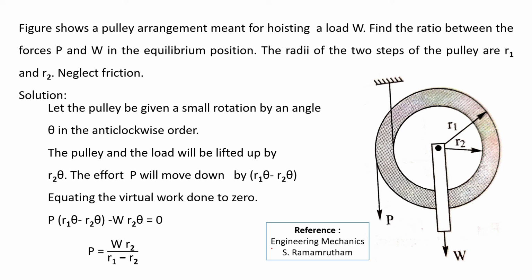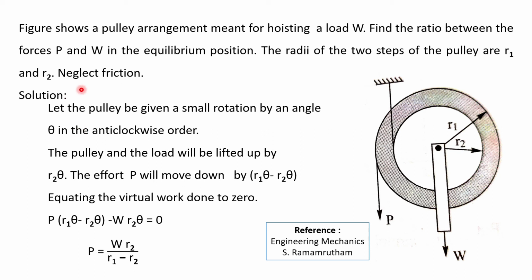Let us see another problem, dear student. Here a pulley arrangement is given, right? A two-step pulley is given, and in this pulley, a weight is given. So the pulley arrangement is meant for hoisting a weight W, and we have to find the ratio between the force P and the W to acquire the equilibrium condition. And the radii of the two-step pulley are given as R1 and R2 respectively.